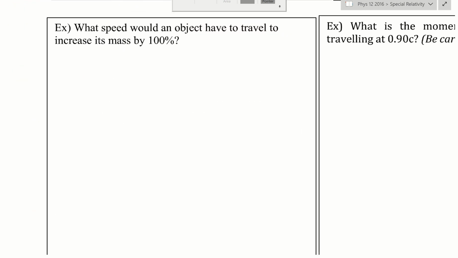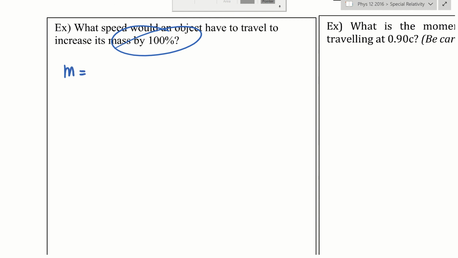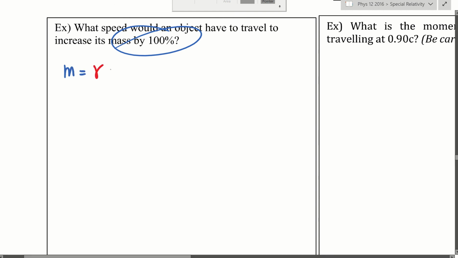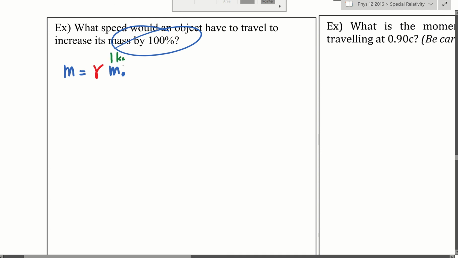So one more. This one is, at what speed do you have to travel so that your mass is actually double? Increased by 100%, which means you are doubling your mass. So what I want to do is this. So gamma. What I want is just double, right? So let's say this is 2 kilogram, and I want that to be 4 kilogram.